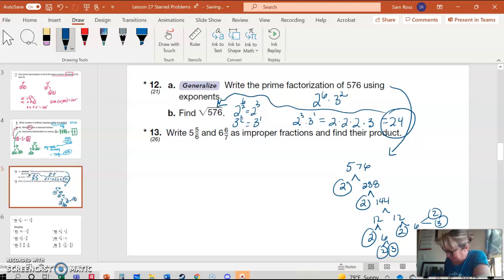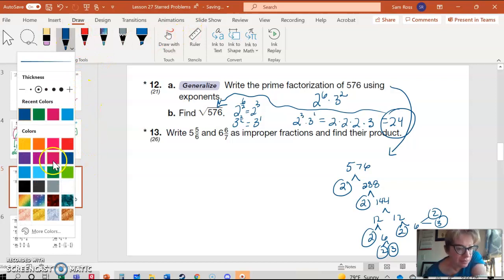Let me just make sure that's correct. Second square root. I'm right. Awesome. Praise the Lord. Okay. Let's do a different color. Let's do galaxy. All right.